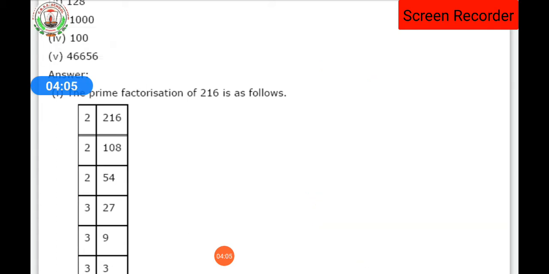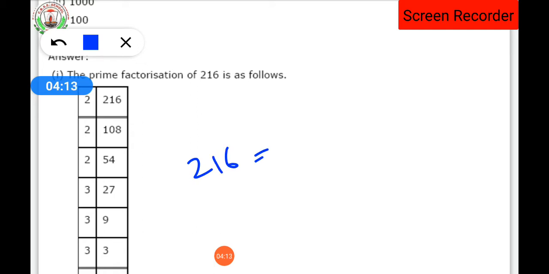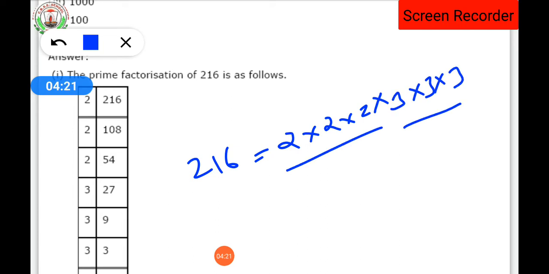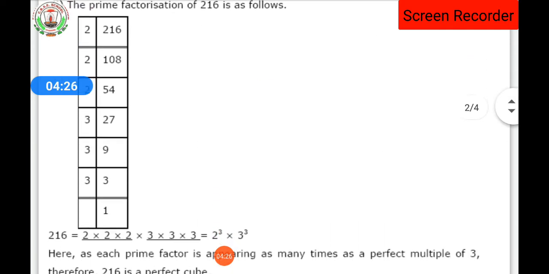So what are the factors of this number? As it is said about the perfect cube, the factors of 216 are 2 into 2 into 2 into 3 into 3 into 3. So these are the factors, and we have groups of three numbers. Hence we can say that the number is a perfect cube.